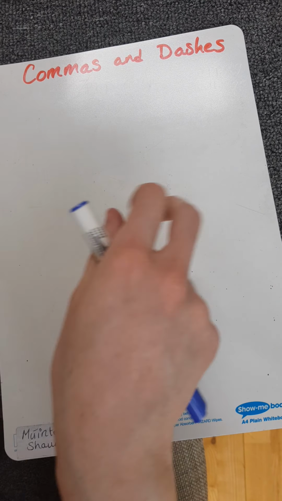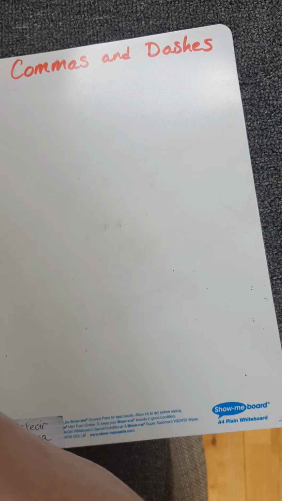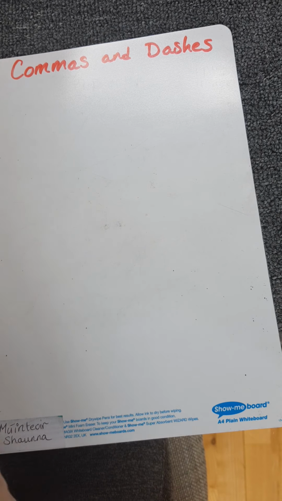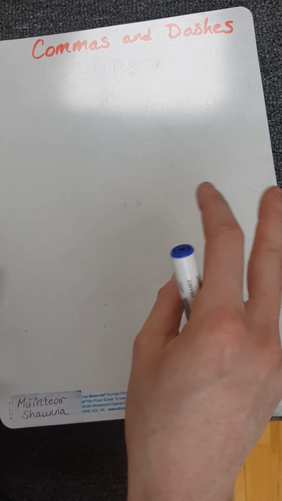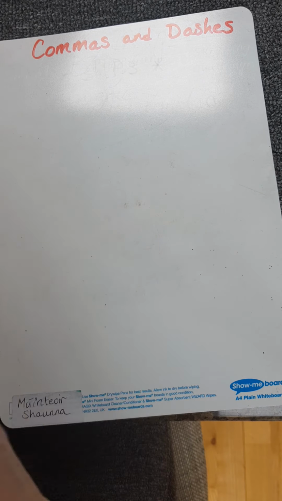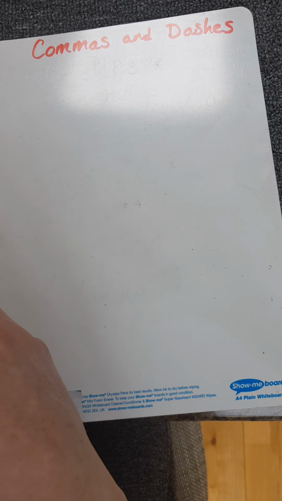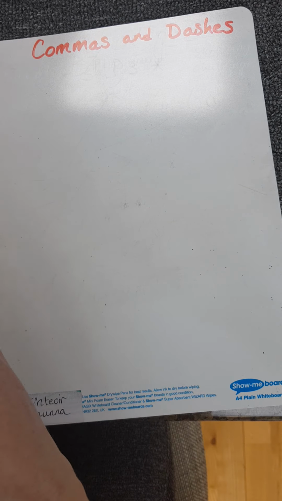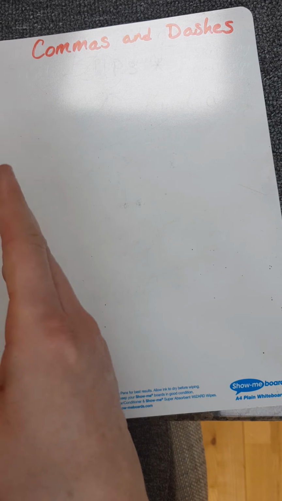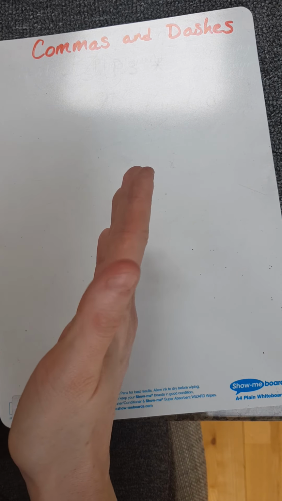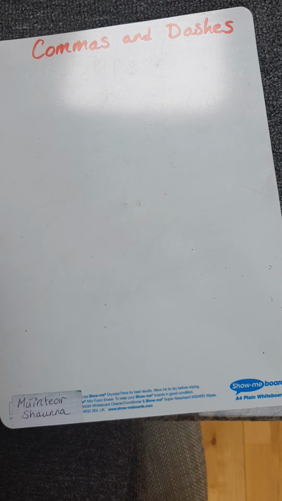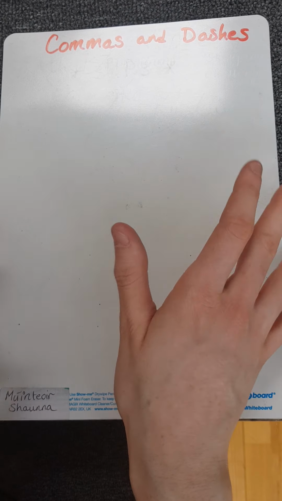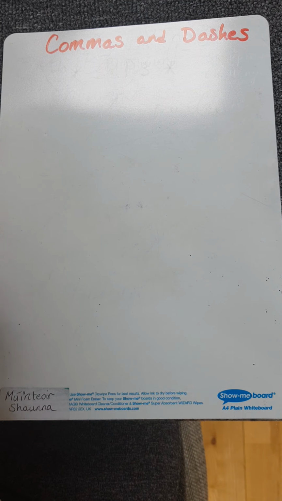Now, commas and dashes are placed around extra information which is added to a sentence. So if you have a sentence and it contains two pieces of information without the word "and" in it, we will use a comma or a dash to separate out that extra piece of information. Okay, you'll usually have a main piece of information and an extra piece of information.